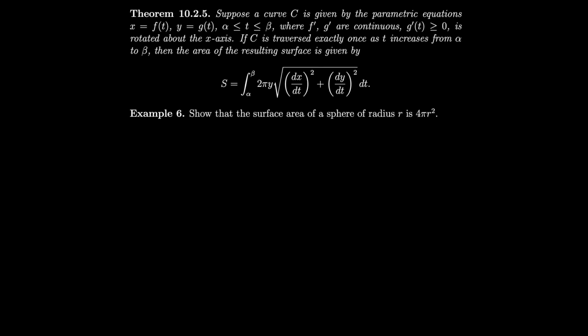So just like we did in section 8.2, you can find the area of a surface of revolution by using the formula 2 pi times your radius times the arc length. So we integrate this guy over here. You can prove it similarly to the way that you would prove it in section 8.2. So let's just use this and see if we can find the surface area of a sphere. So for a sphere, we have parametric equations. X equals r cosine t, y equals r sine t, where t goes from 0 to pi.